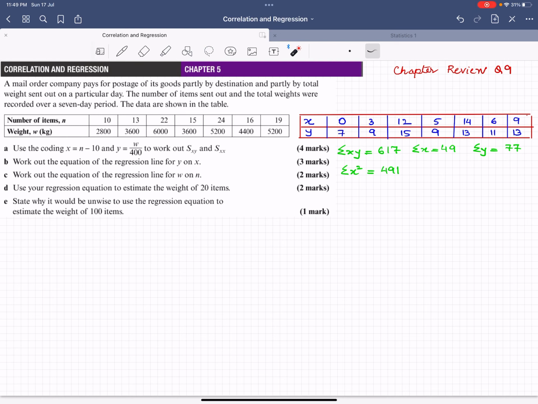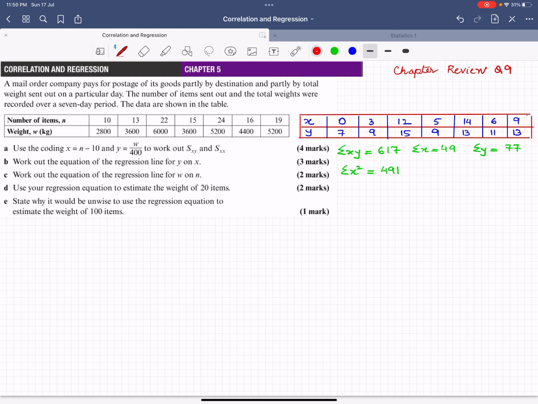Then we next move on to finding the y values. We can find y values by w divided by 400. So we take each value of w and divide it by 400. So 2800 divided by 400 gives us 7. 3600 divided by 400 gives us 9, and so on and so forth. We find all the values by dividing w's by 400, and we find the corresponding y value. Now that we have all the x and the y values, we will move on to finding Sxy and Sxx.